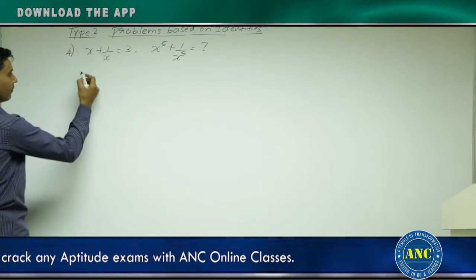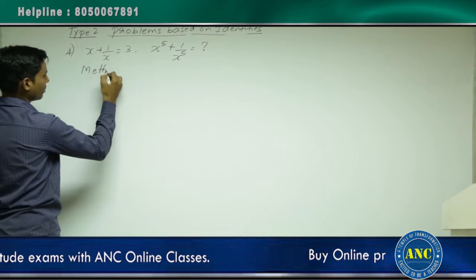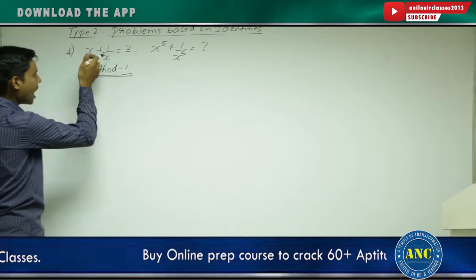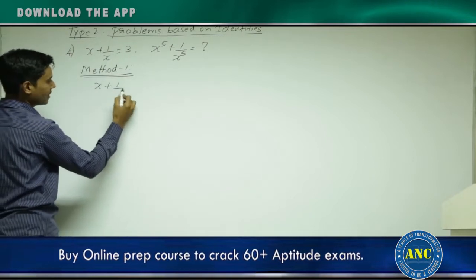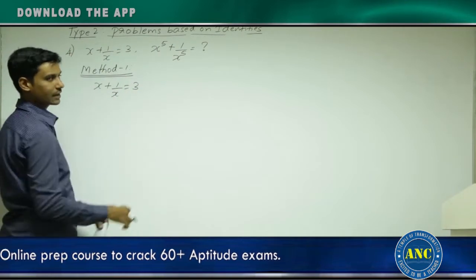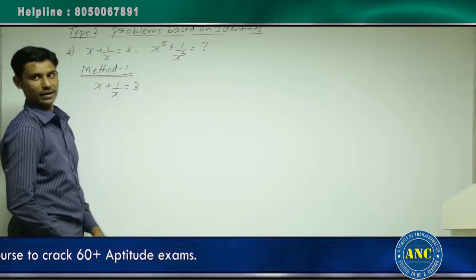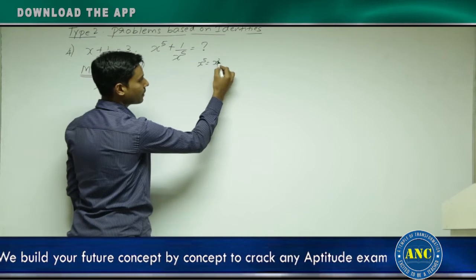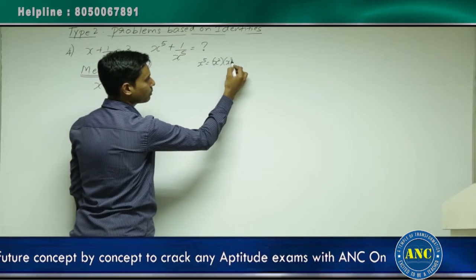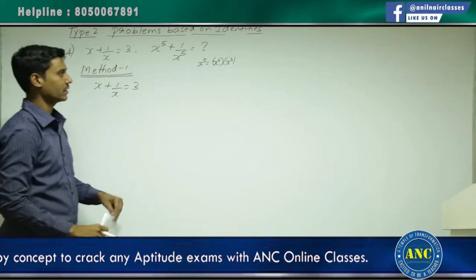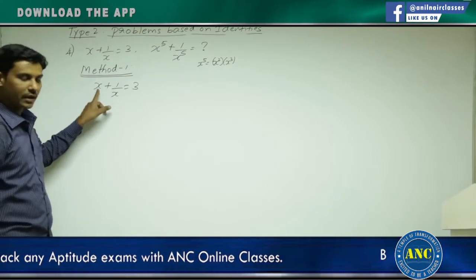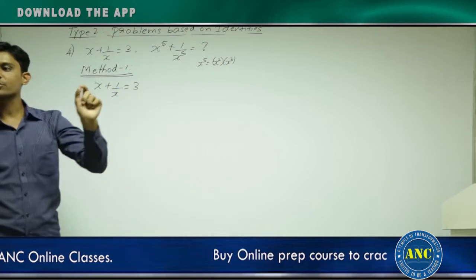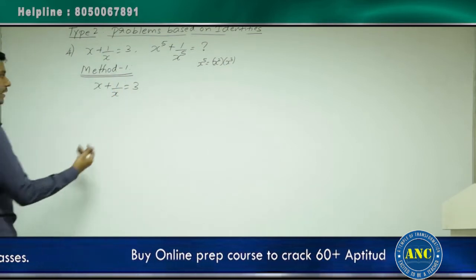Now see here. I will solve in two methods. Method 1. Now I have x plus 1 by x as 3, and I need to get a power of 5, right? How can I get x power 5? x power 5 is nothing but x power 2 into x power 3. That means this x term should be squared and it should also be cubed. Let us square it first.